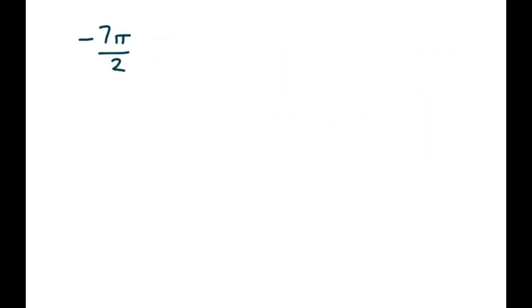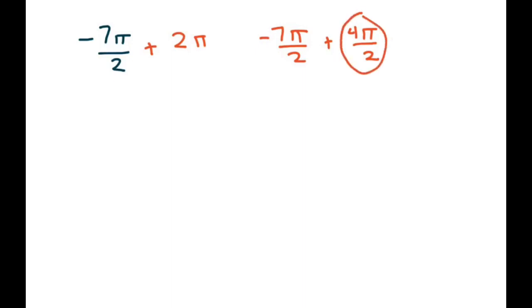Okay, so here's one. We need 2 positive and 1 negative. So basically I'm going to add 2 pi. In this case, our 2 pi is going to be 4 pi over 2, because this equals 2 pi. Anyway, that gives you negative 3 pi over 2. So there's our one negative.